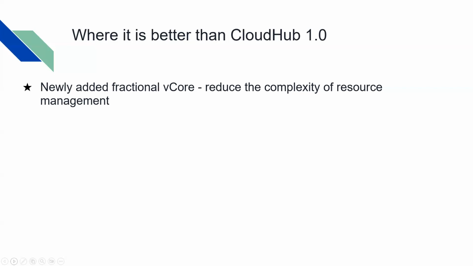So since now more fractional vCores are available, this kind of decision will be much more flexible. So now I know that even if I create an API which is slightly bigger in size, and might not fully fit in a 0.2 vCore, I can very well go for a 0.5 vCore. I need not go directly to a 1 vCore. So that way I can ensure that my resources are optimized in a better way.